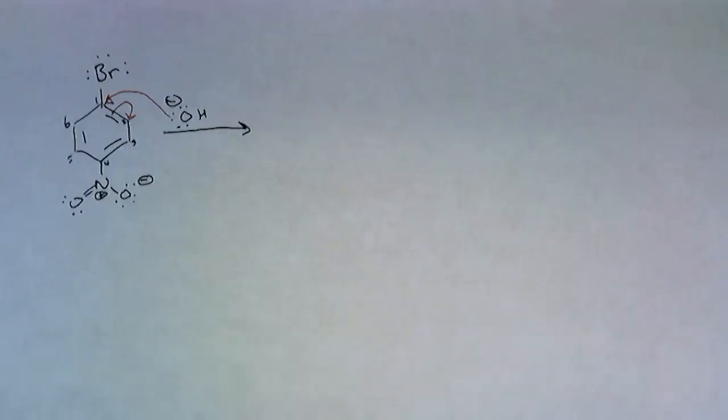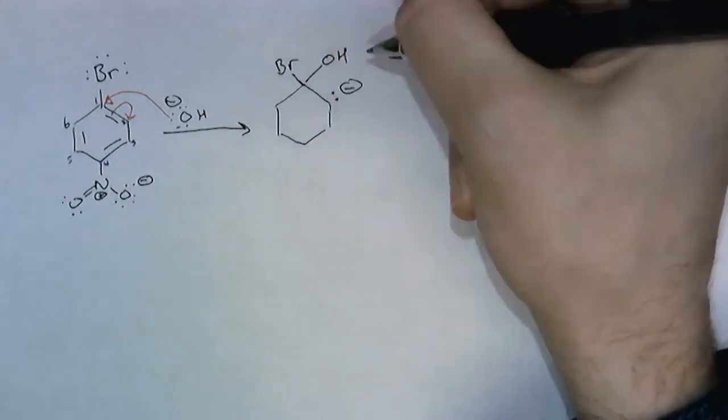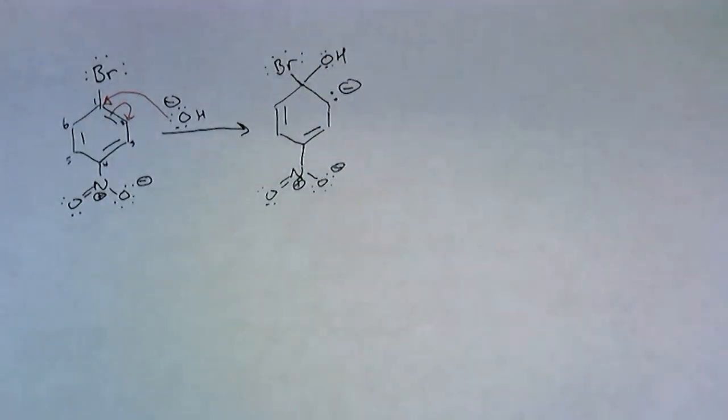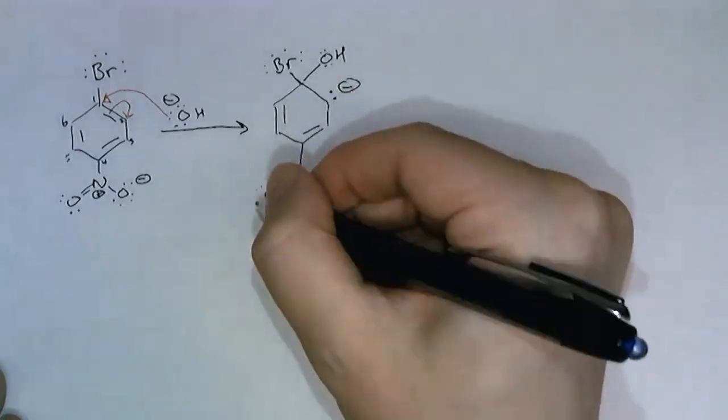The pi bond between carbon 1 and 2 moves to become a lone pair on carbon 2, giving it a formal negative charge. This resonance stabilized intermediate is known as a Meisenheimer complex.